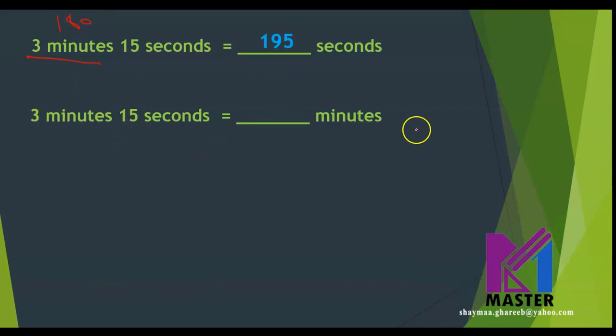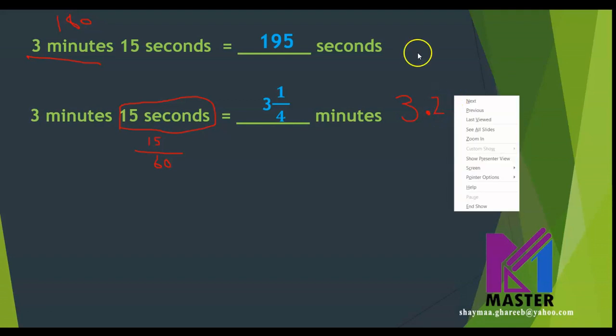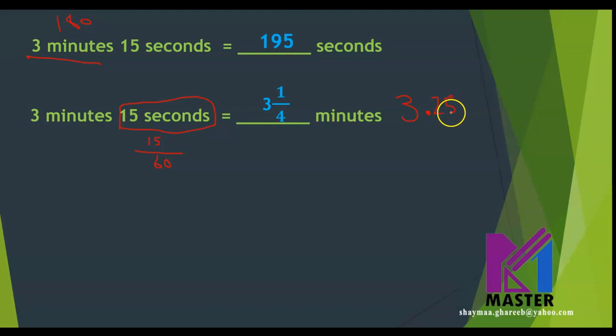If I want to write this as minutes, I need to write the part of seconds as a fraction. What fraction is it? It's 15 over 60, which is 1/4. If you divide up and down, you will get 1/4 at the end as the simplest form of 15 over 60. So we can write it as 3 1/4 minutes, or if I want to write it as a decimal, 1/4 as a decimal is 25 hundredths, so 3.25. Is this clear?